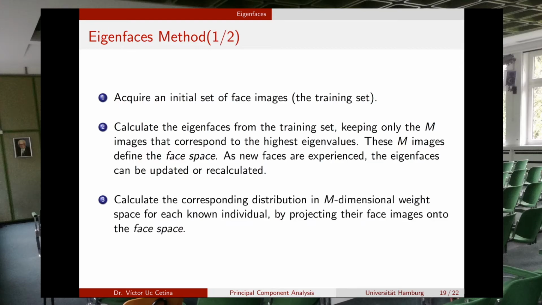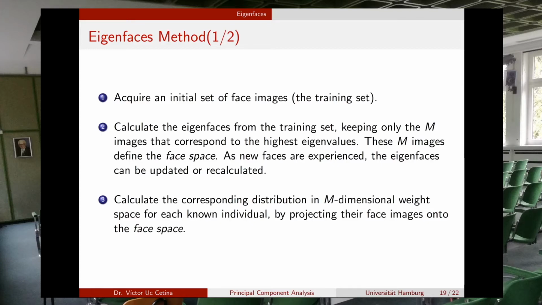Then once you have computed the eigenfaces, you need to calculate the corresponding distribution in n-dimensional weight space for each known individual by projecting their face images onto the face space. So you take an image and you project the image onto each of the eigenvectors, each of these eigenfaces.